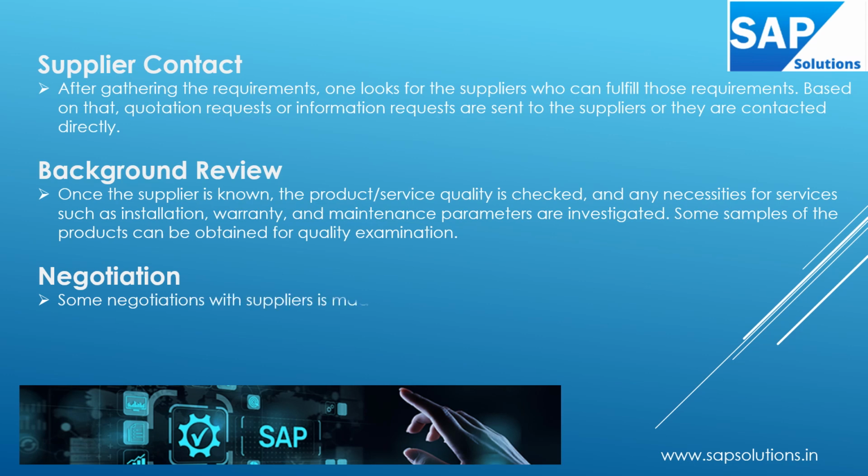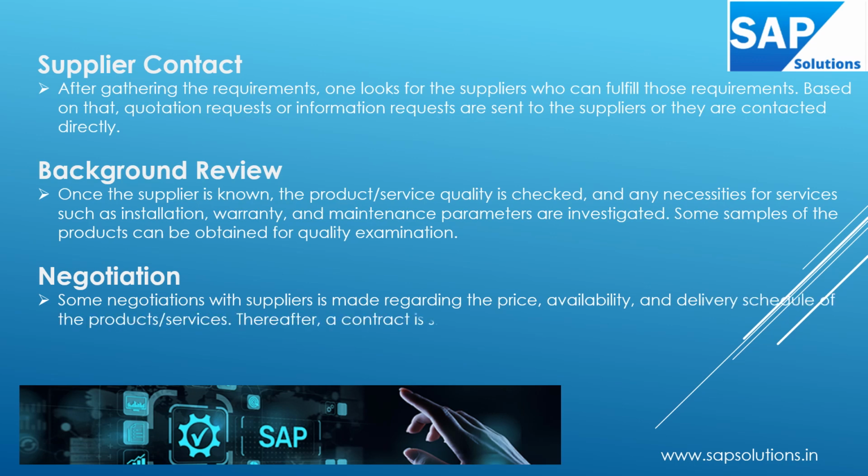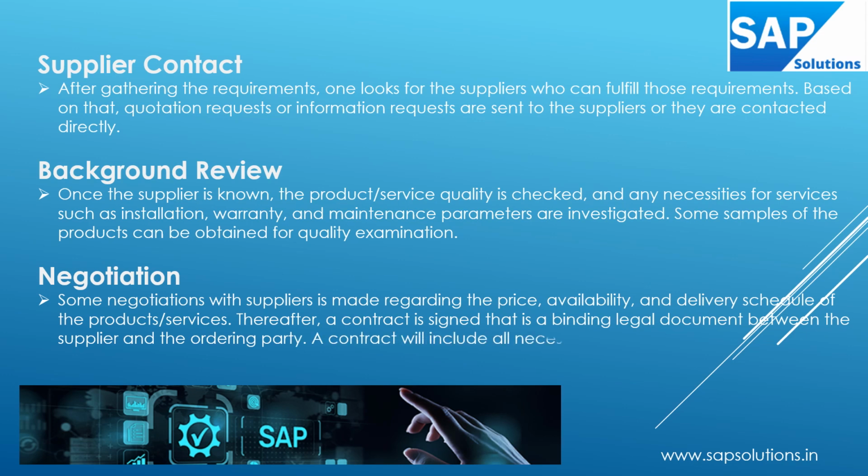Negotiation. Some negotiations with suppliers are made regarding the price, availability, and delivery schedule of the product's services. Thereafter, a contract is signed that is a binding legal document between the supplier and the ordering party. A contract will include all necessary information such as price and quantity of material, delivery date, etc.